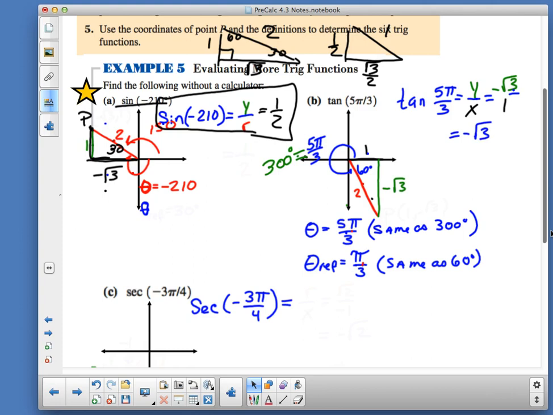Are you okay with the reference triangle? It's okay to ask questions. I want those questions. I'll repeat your questions so people can hear it.